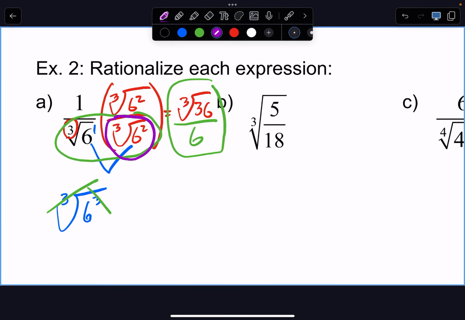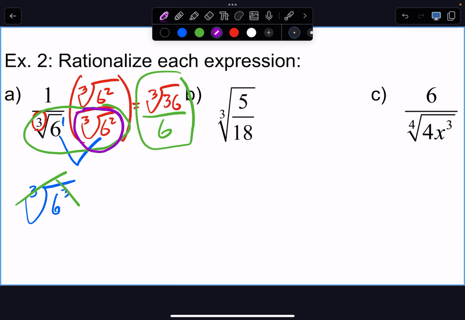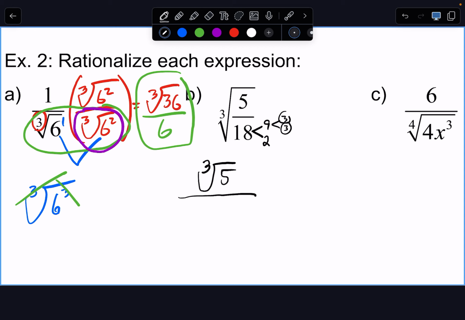When we get to larger radicals, larger indexes, I strongly suggest breaking numbers down. For example, this is the cube root of 5 over the cube root of 18. Can't I break down 18 into 2 times 9 and 3 times 3? So if I broke this down, wouldn't this be 3 squared times 2?